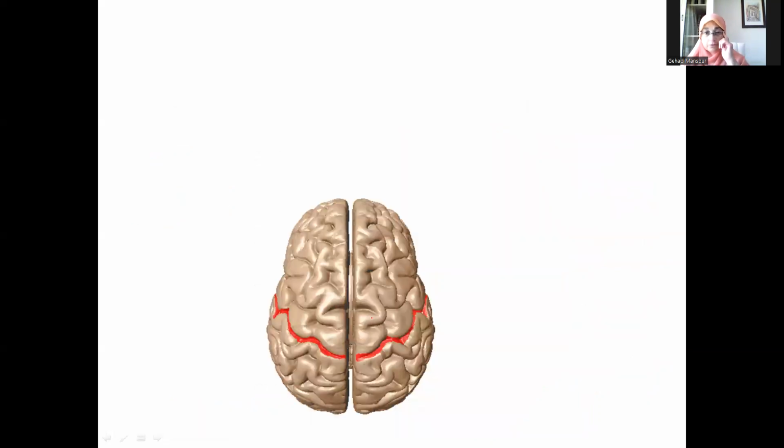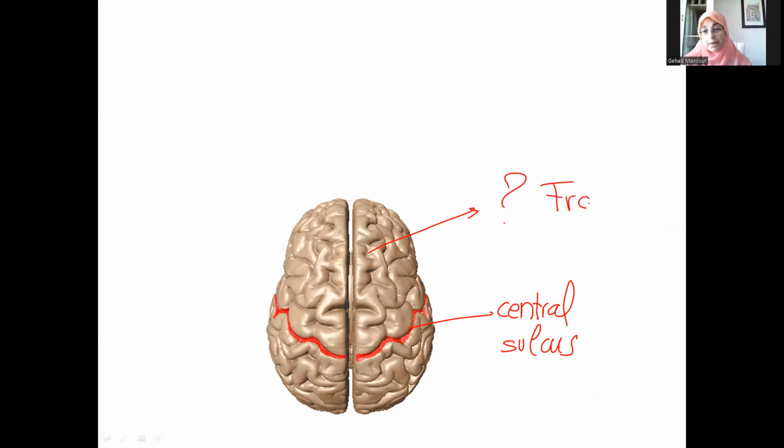Okay, moving on to the next slide. This is the central sulcus, but seen from above, and therefore, since this is the central sulcus, I might ask you, what lobe is this? You would say the frontal lobe. And what lobe is that? It is the parietal lobe. This one, just behind the central sulcus, okay?